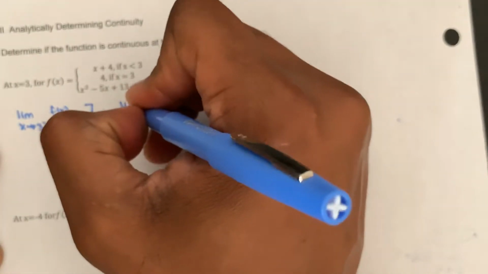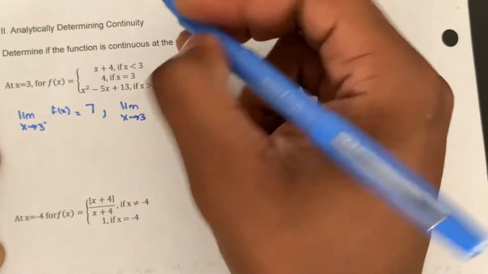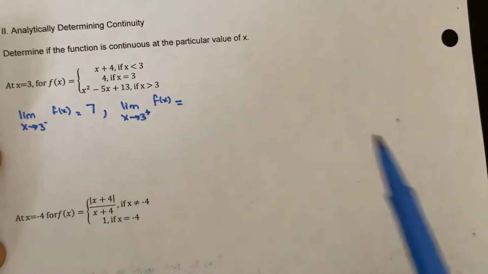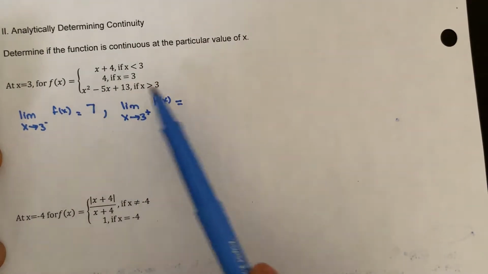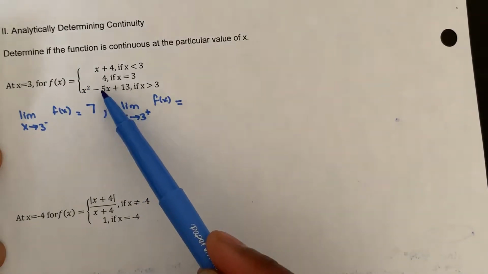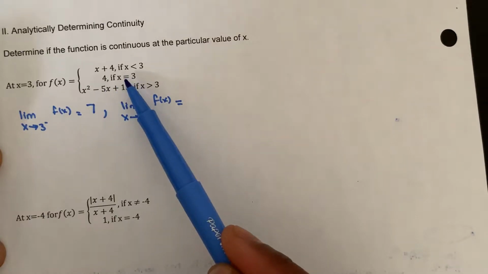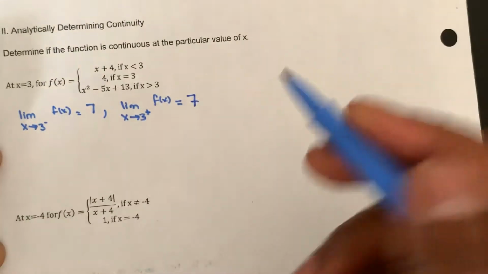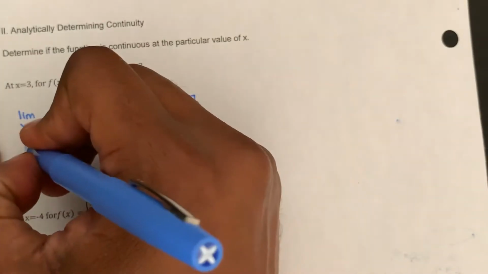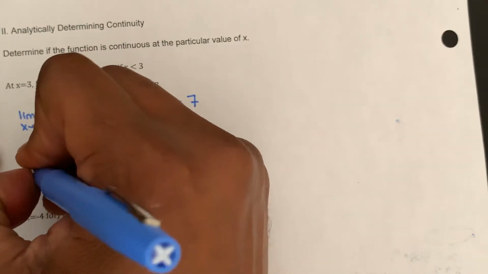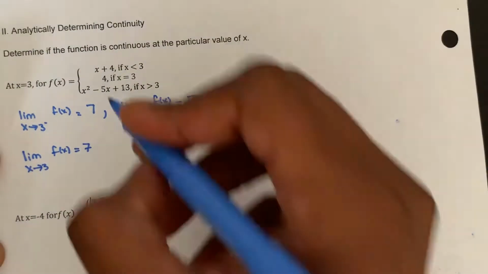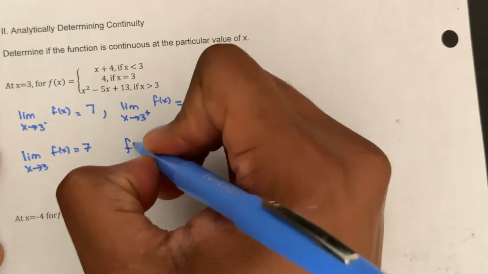Next, we need to check the limit as x approaches 3 from the right. That means that we're going to use the inequality where x is greater than 3. If we substitute in 3, we get 3 squared is 9, minus 15 is -6, plus 13 is 7. So the left limit and the right limit are the same. So the limit as x approaches 3 for f of x equals 7. That checks out. And now we need to know f of 3.